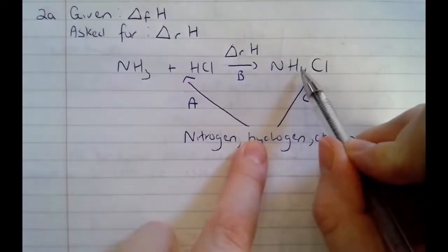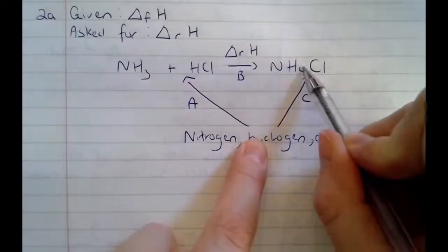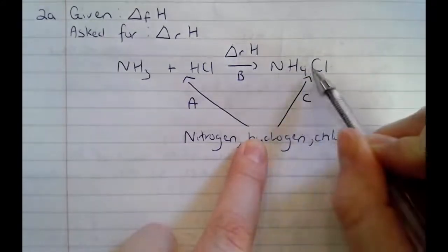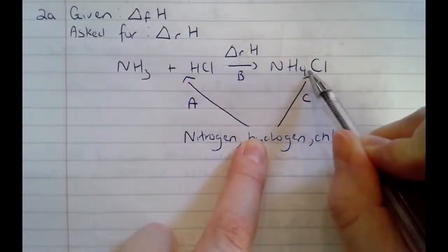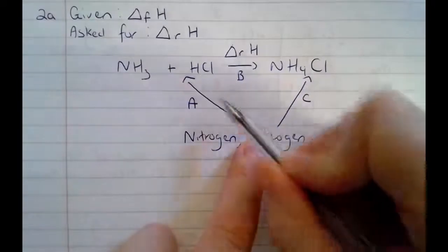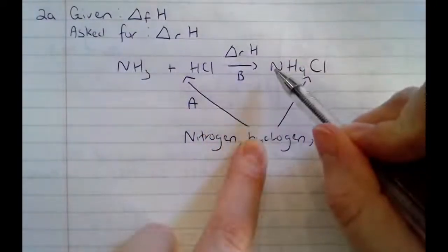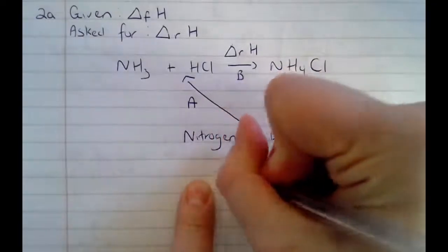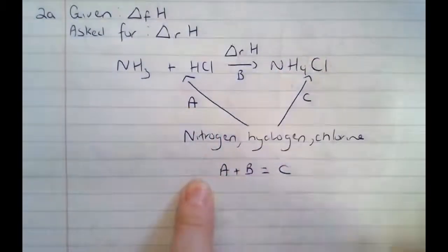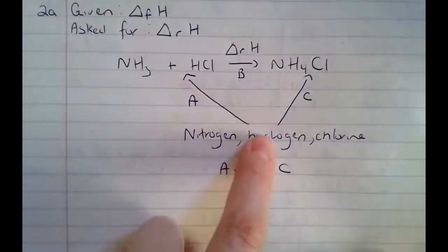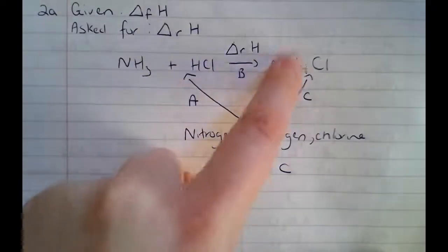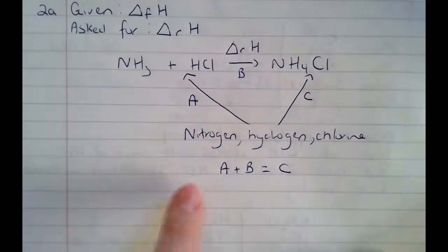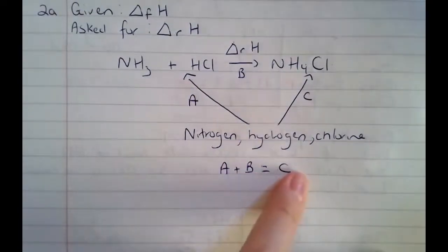There's two different ways that I can get from my start point to my end point. I can go the direct way, I can go along pathway C, or I can go the more roundabout way and go along A and then along B. I can then say that A plus B equals C, okay? Because I can go along A and along B to end up at NH4Cl, or I can just go along C. So I can say A plus B equals C.